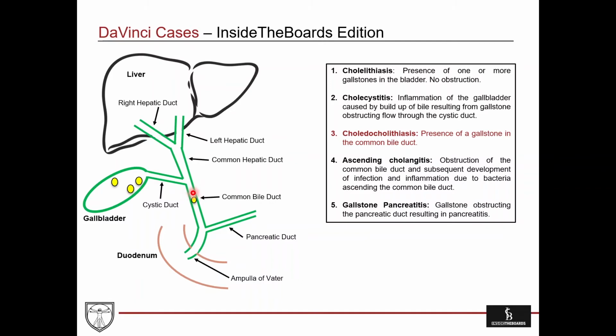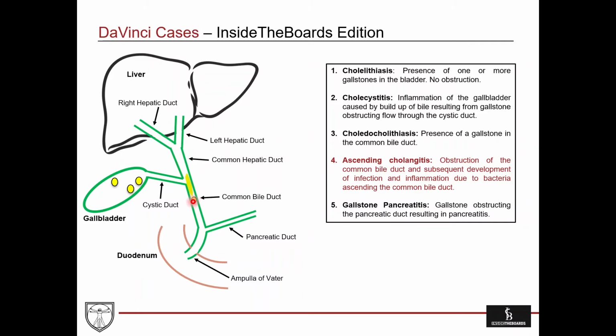You may have a little bit of buildup or a partial obstruction, but at this point, you don't have significant inflammation or an infection developing. So again, it's just simply the presence of the stone. Now, if you get to ascending cholangitis, this is where you have a full-on obstruction.